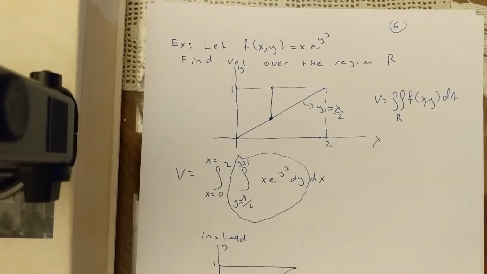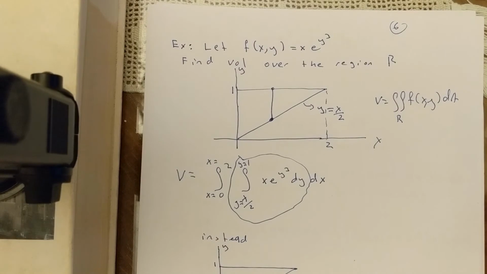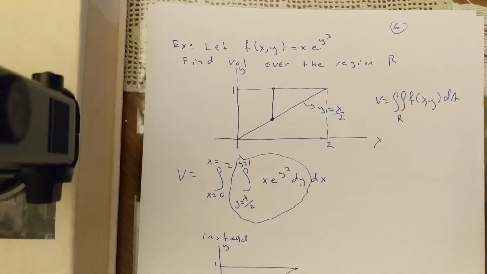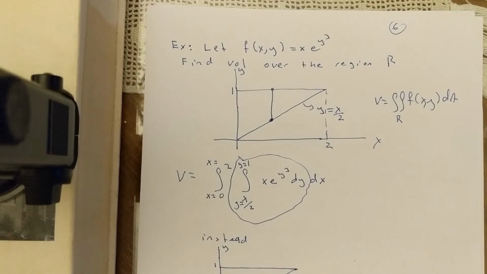Now remember, x is a constant. We're only interested in stuff that has y in it, e to the y cubed. Do you want to integrate e to the y cubed? I don't think so. It's hard, right? So we don't want to integrate e to the y cubed. So I'm here thinking, oh, this is a really tough integral. How do you integrate e to the y cubed? Then I get this idea.